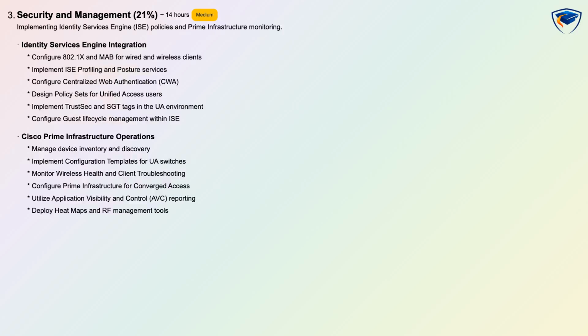You will design policy sets, configure centralized web authentication, and implement TrustSec with SGT tagging for unified access environments while managing guest lifecycle in ISE. The Prime Infrastructure portion teaches device inventory and discovery, configuration templates for UA switches, wireless health and client troubleshooting, configuring Prime for converged access, using AVC reporting, and deploying heat maps and RF management tools.